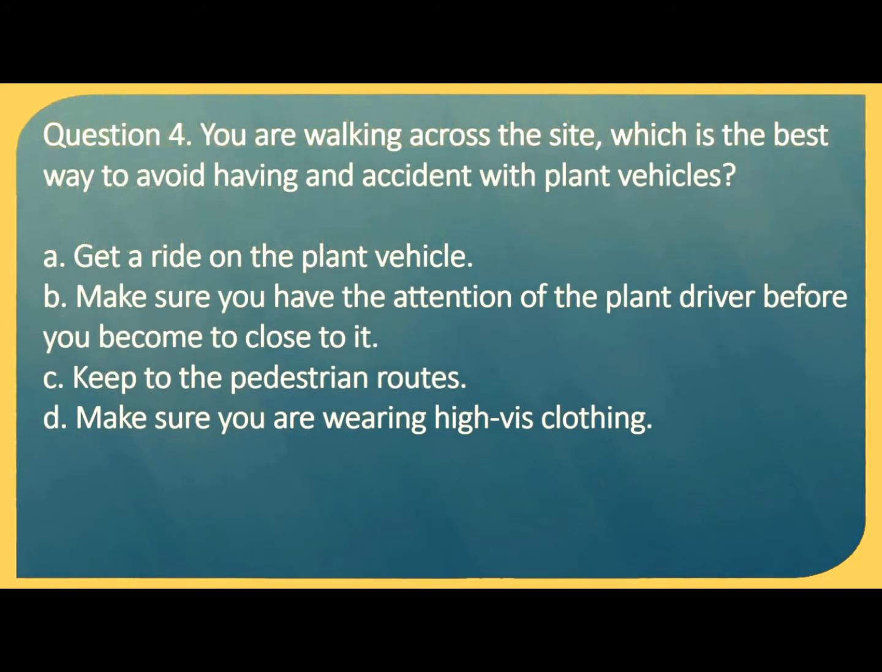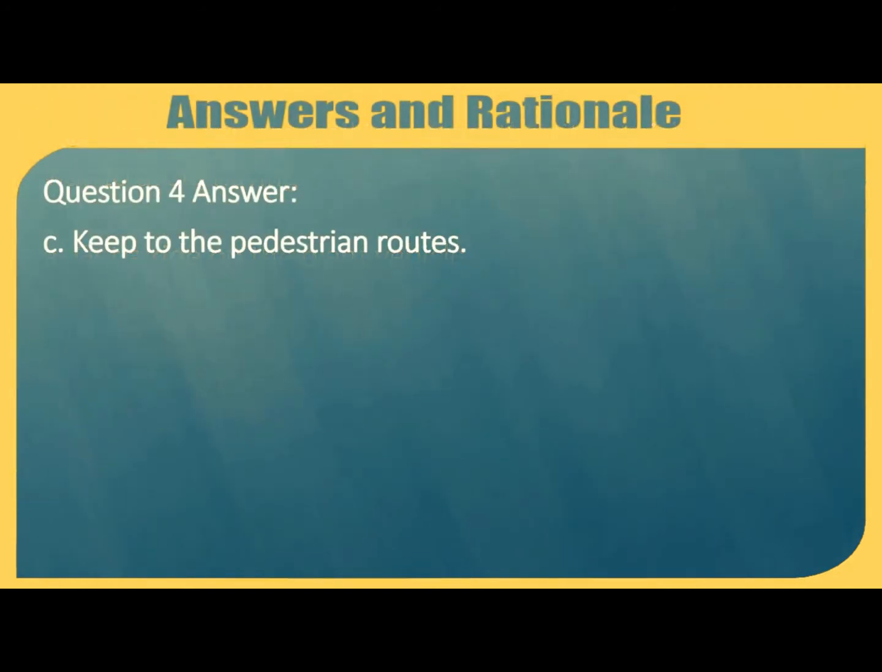Question 4. You are walking across the site, which is the best way to avoid having an accident with plant vehicles? A. Get a ride on the plant vehicle. B. Make sure you have the attention of the plant driver before you become too close to it. C. Keep to the pedestrian routes. D. Make sure you are wearing high-vis clothing. Question 4. Answer: C. Keep to the pedestrian routes.